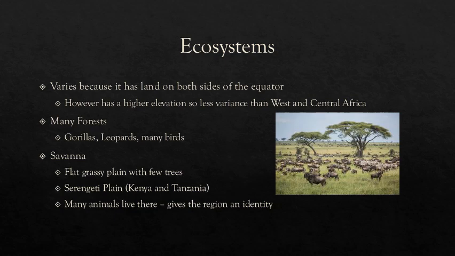They're running into the same kinds of things. However, it is a little bit different. It's a little bit less variable, a little bit less changing, because it has a higher elevation. So the temperature does not get quite as hot around the equator, and it's not quite as wet around the equator either. Not quite as much rain because of that elevation, because of how high in the air the land is.